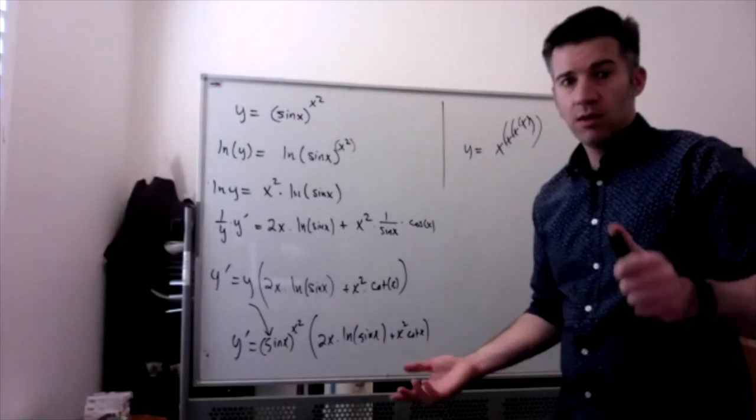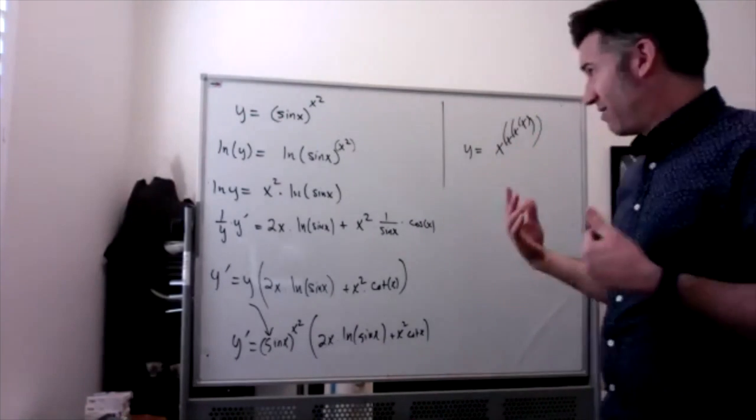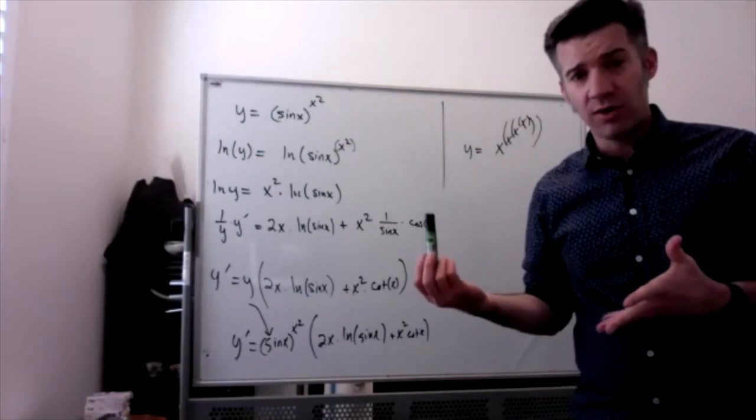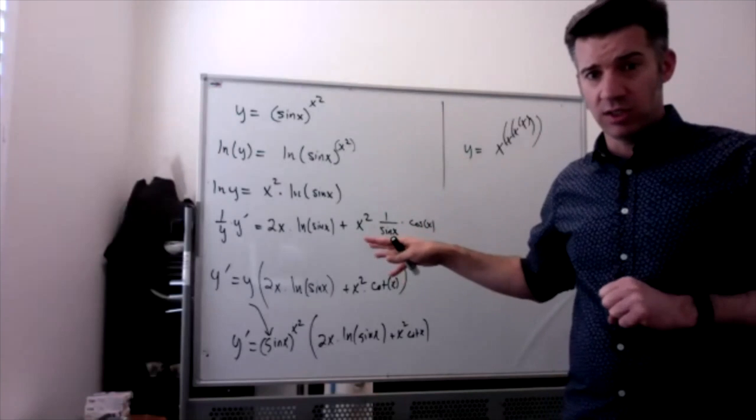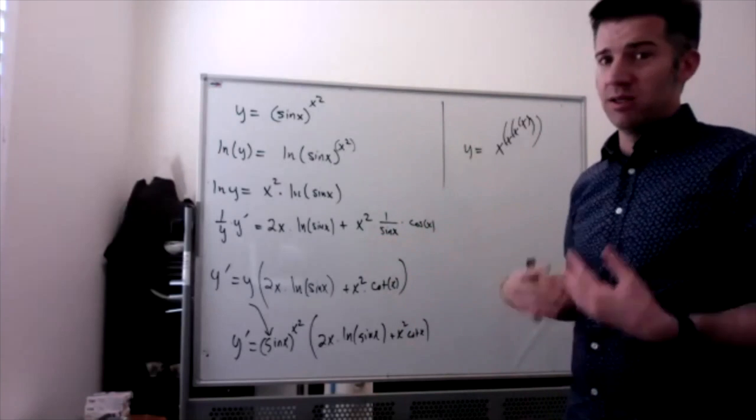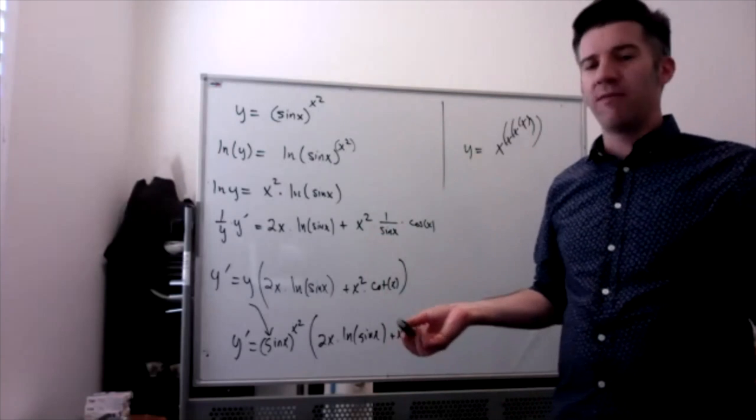Okay. So this is how I personally would recommend doing it. I like this process. It's straightforward. Also, just in general, this idea of logarithmic differentiation, where we take the natural log of both sides and then do some stuff, is a process that we use not infrequently.